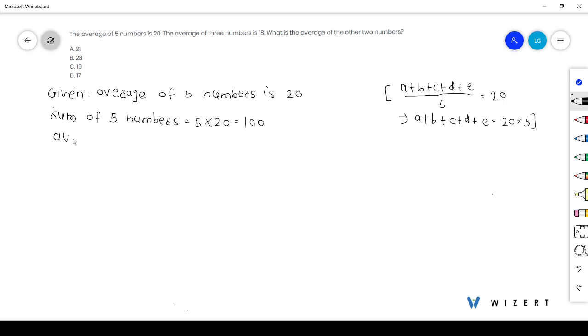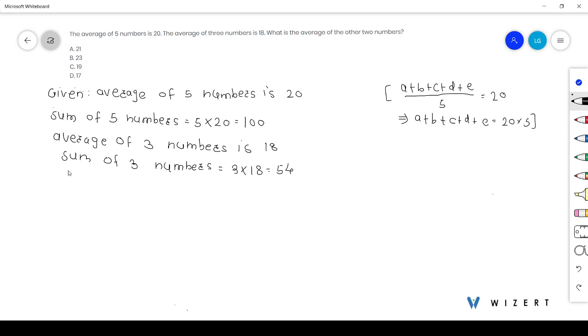Similarly, we have given the average of 3 numbers is 18. So, the sum of 3 numbers will be 3 into 18, that is 54.